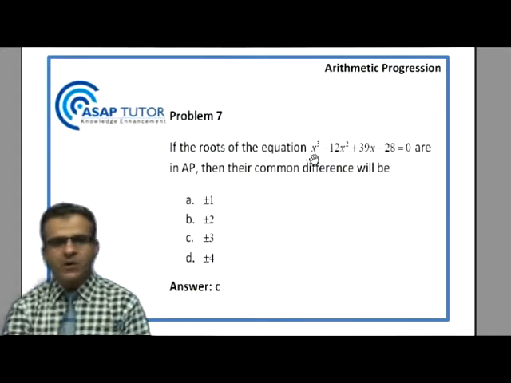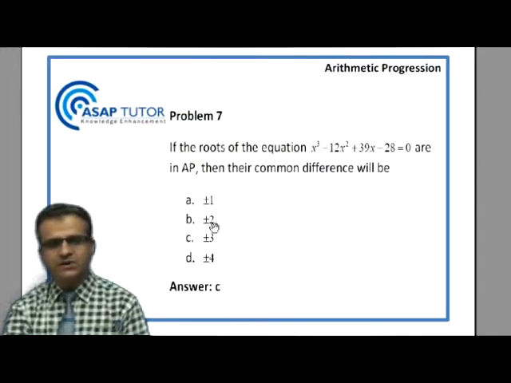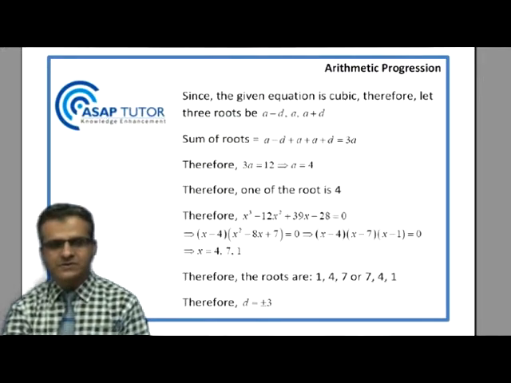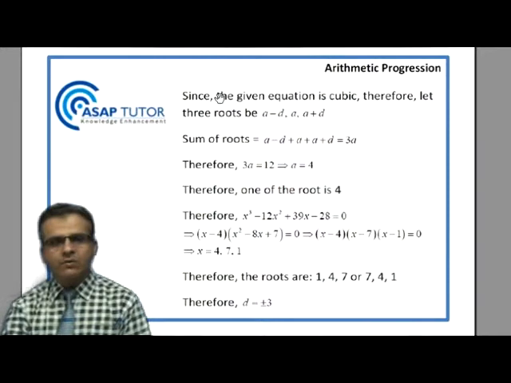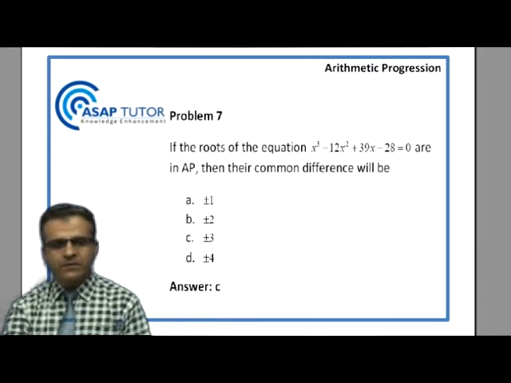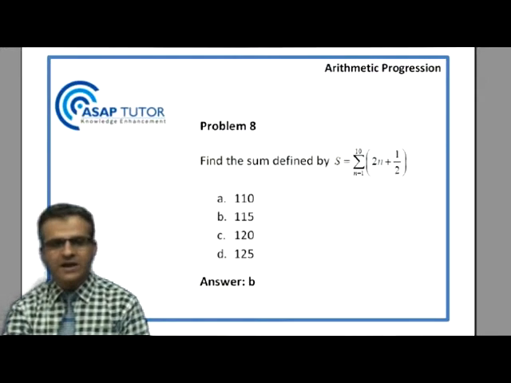Now the next problem is, if the roots of the equation x cube minus 12x square plus 39x minus 28 is equal to 0 are in AP, then their common difference is plus minus 1, plus minus 2, plus minus 3 or plus minus 4. So here the correct answer is plus minus 3. So the equation given over here, x cube minus 12x square plus 39x minus 28 is equal to 0, is a cubic equation. So therefore it will be having 3 roots, and those 3 roots are in AP.